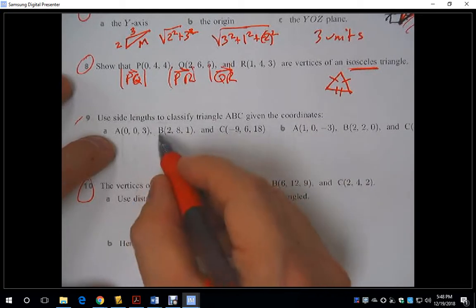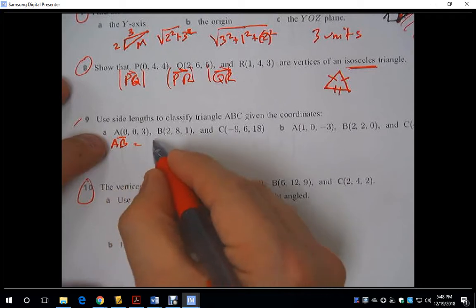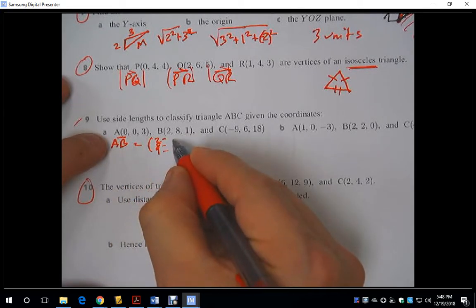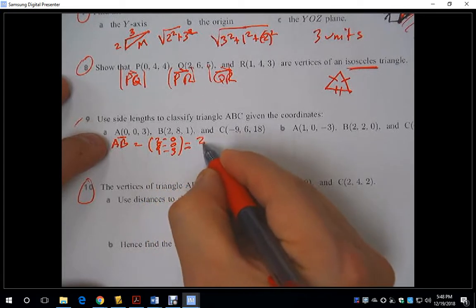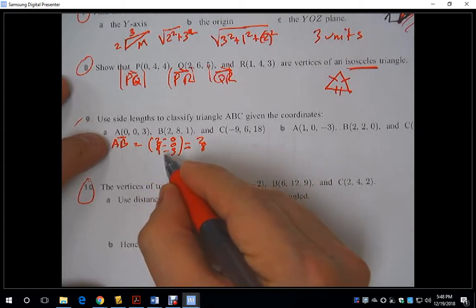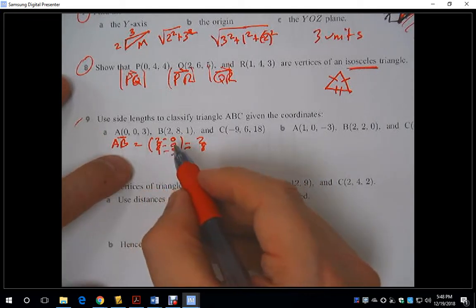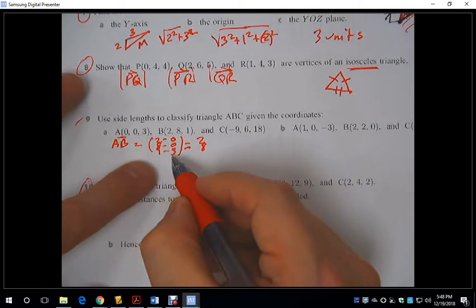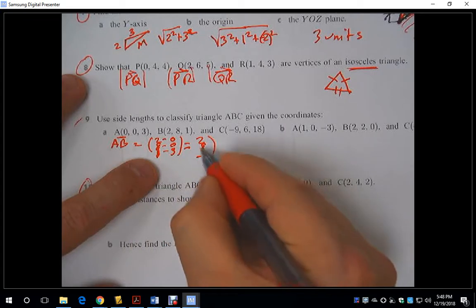So first I'm going to find my vectors. I'm going to find A to B, which is going to be head minus tail, so 2, 8, 1, and I'm going to subtract these values of 0, 0, 3. That gives me 2, 8, and then, I'm sorry, I did 2, 1. Oh, this is 1 minus 3. This is 1 minus 3, which would be negative 2.